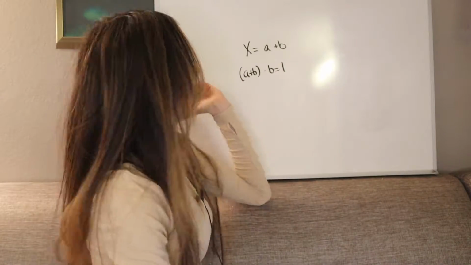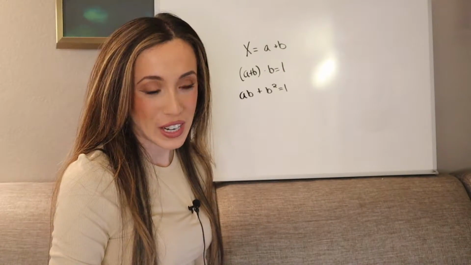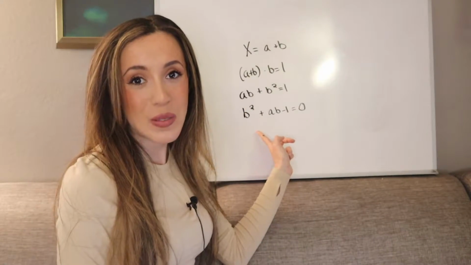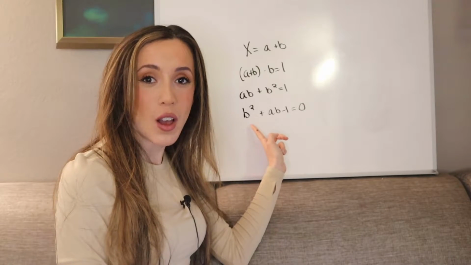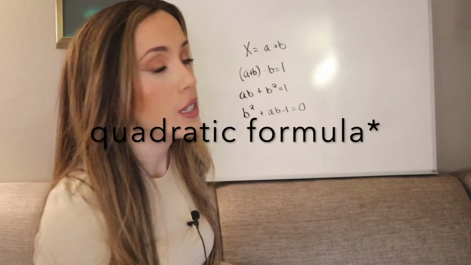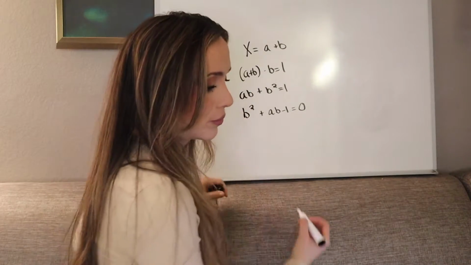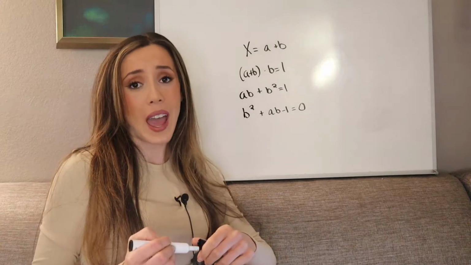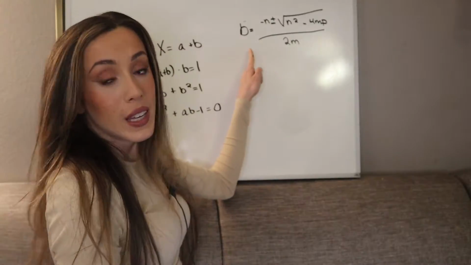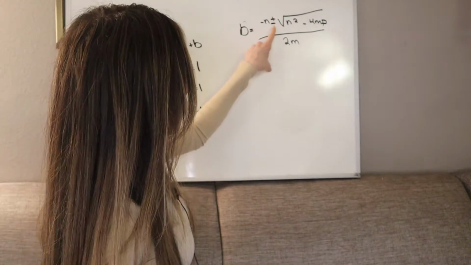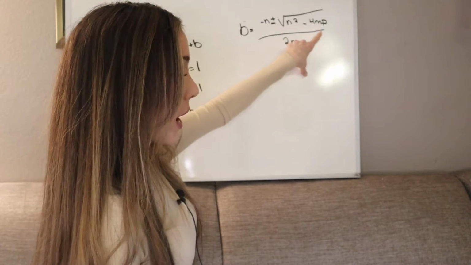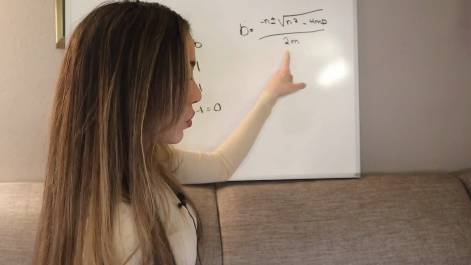Let's multiply this out. Now, let's do some rearranging. We have a quadratic equation, which means we can use the quadratic formula to solve for b. The general form for the quadratic equation is, we already have a and b, so I'm going to use different letters. b equals negative n plus and minus the root of n squared minus 4mp all over 2m.